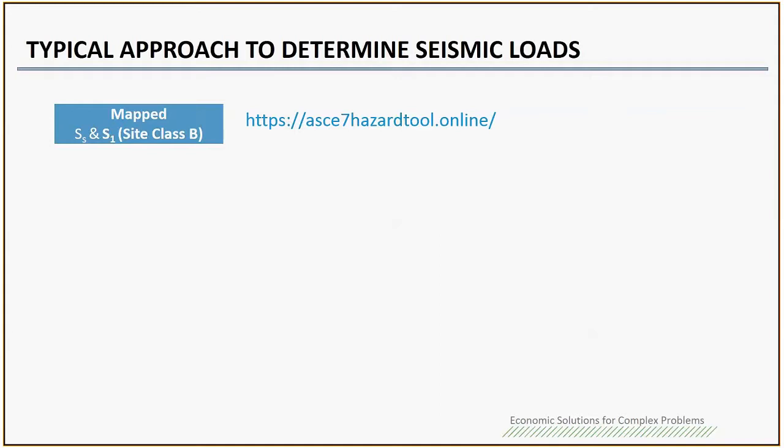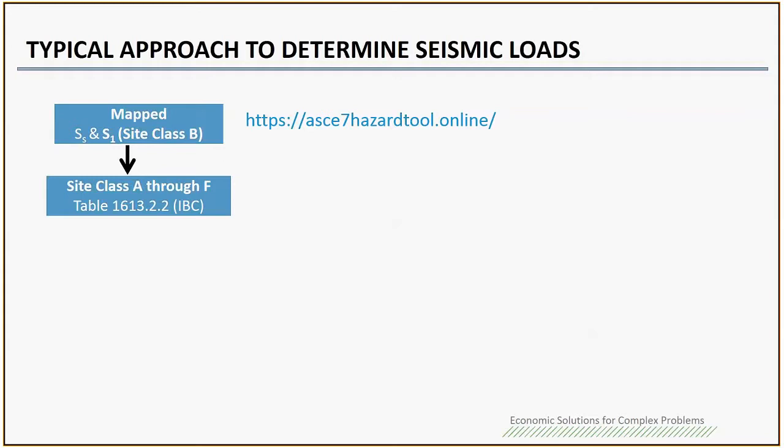You can get the Ss, S1 automatically. You need to pay for that. It's about $60, but it's definitely worth it, because this tool not just gives you seismic loads, but also gives you wind, snow, rain, and tsunami loads.